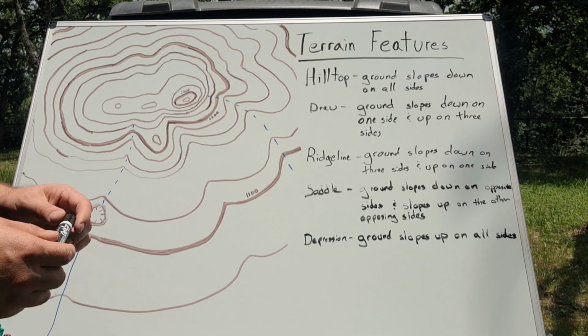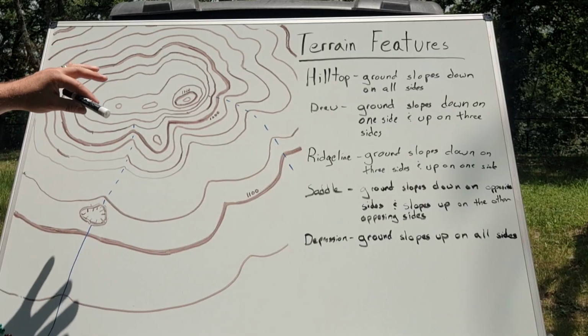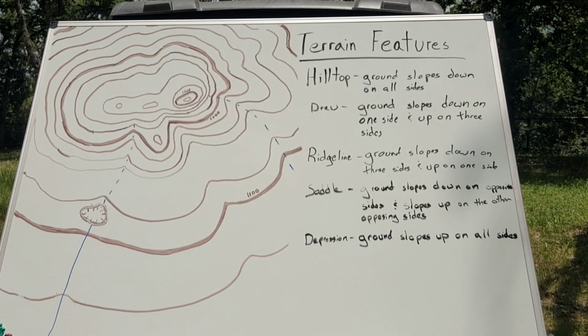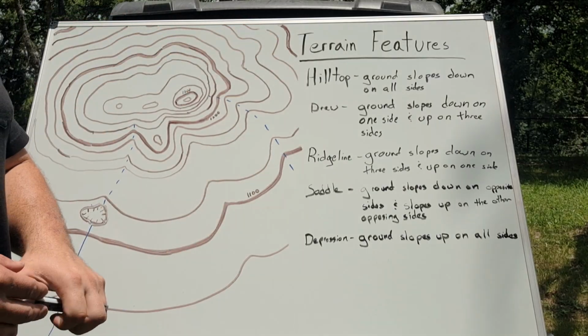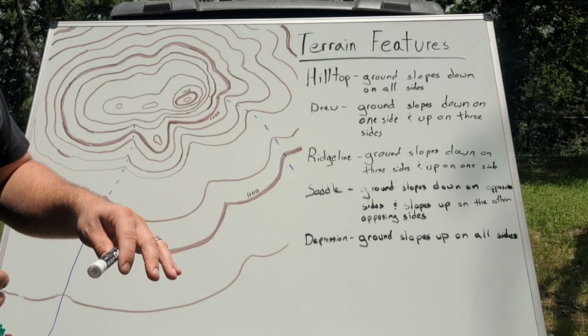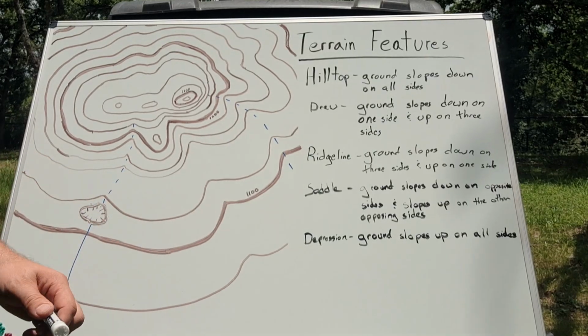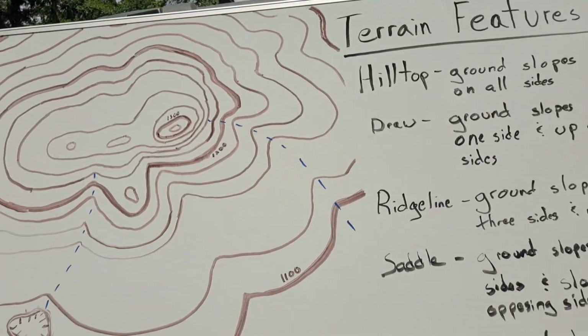Hey Internet, today we're going to be talking about terrain features on a topographical map. We've got a topographical map depicted here on our whiteboard, and we'll start with a hilltop. The hilltop is where you have the ground sloping down on all sides. If you're standing on the top of the hill, there will be no ground higher than where you're currently at. What that would look like on our map here.